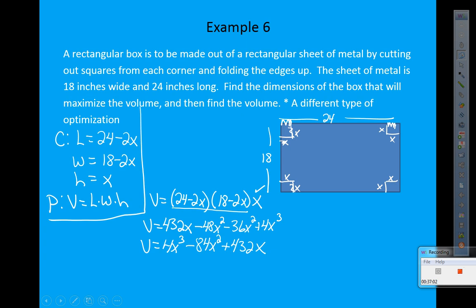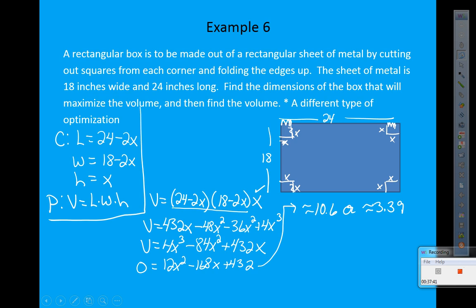Now what do we need to do? I need to find this derivative and set it equal to 0. 0 equals 12x squared minus 168x plus 432. Normally I'd tell you to just factor this, but in this case we're not going to mess with factoring. Let's quadratic formula this, and if you do that, you're going to get approximately 10.6, or you're going to get approximately 3.39.